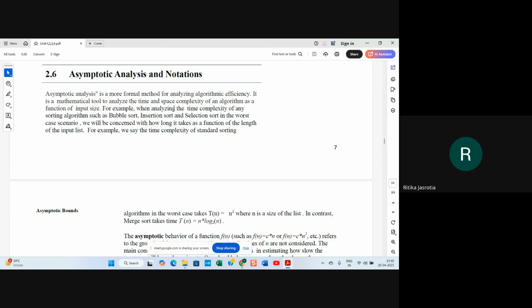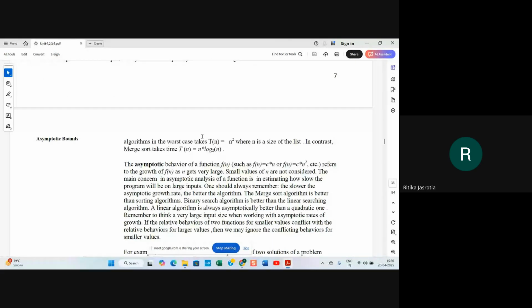For example, when analyzing the time complexity of any sorting algorithm, such as bubble sort, insertion sort, and selection sort, in the worst case scenario, we will be concerned with how long it takes as a function of the length of the input list. We say the time complexity of a standard sorting algorithm in the worst case is T(n) = n square, where n is the size of the list. In contrast, merge sort takes time T(n) = n log2 n.